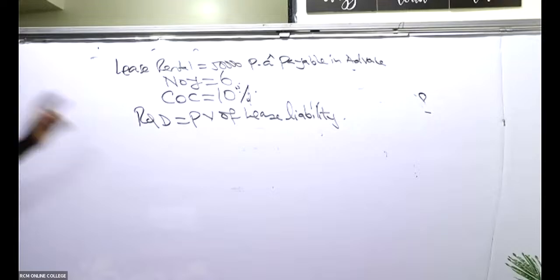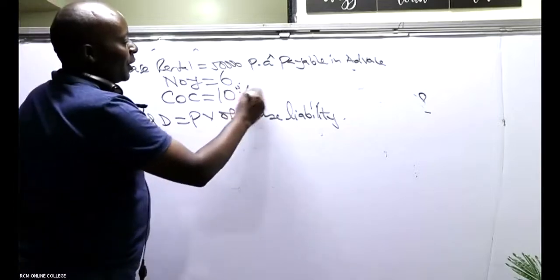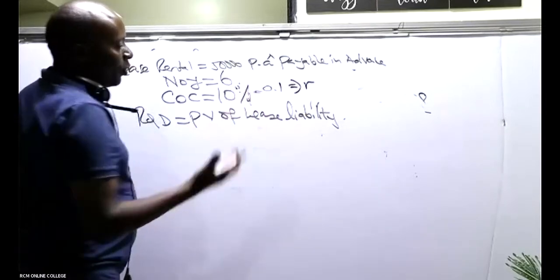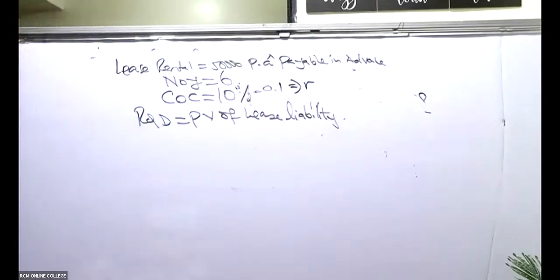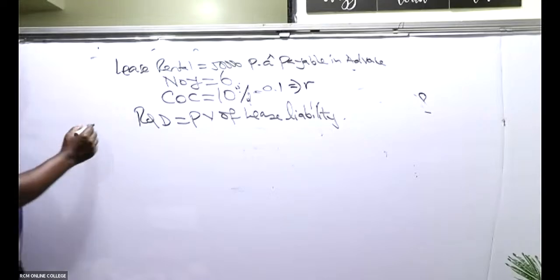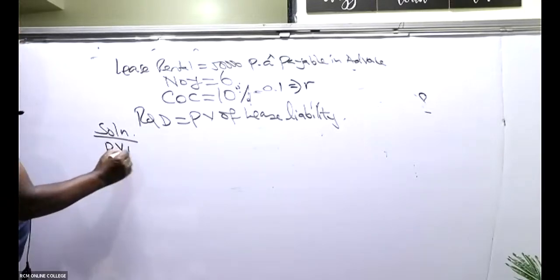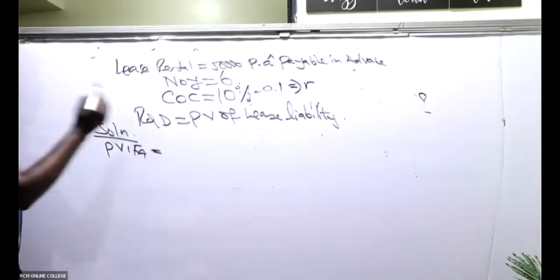And then the number of years is how many? 6 years. And then we have our cost of capital, which is 10%. Remember, 10% is the same as 0.1. And of course, this is our R, which is the required return. So the first thing that I would do while solving this is very easy. You must be remembering this.